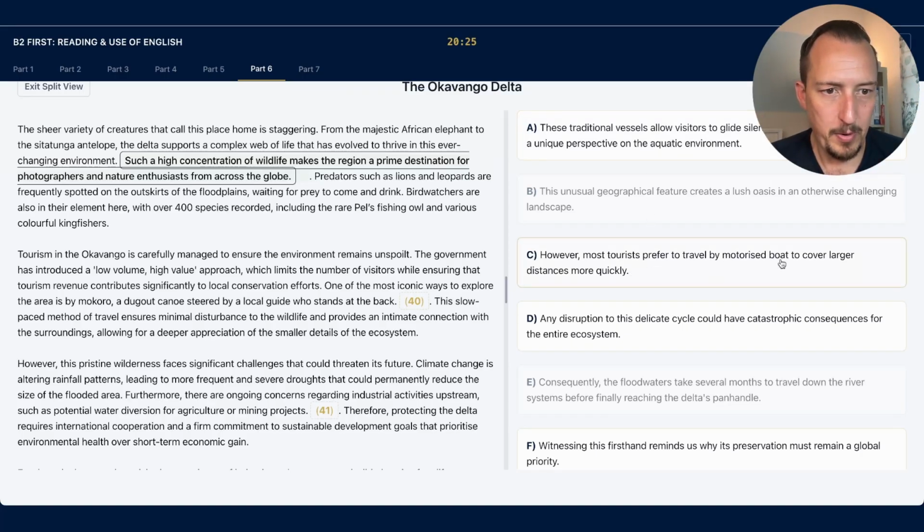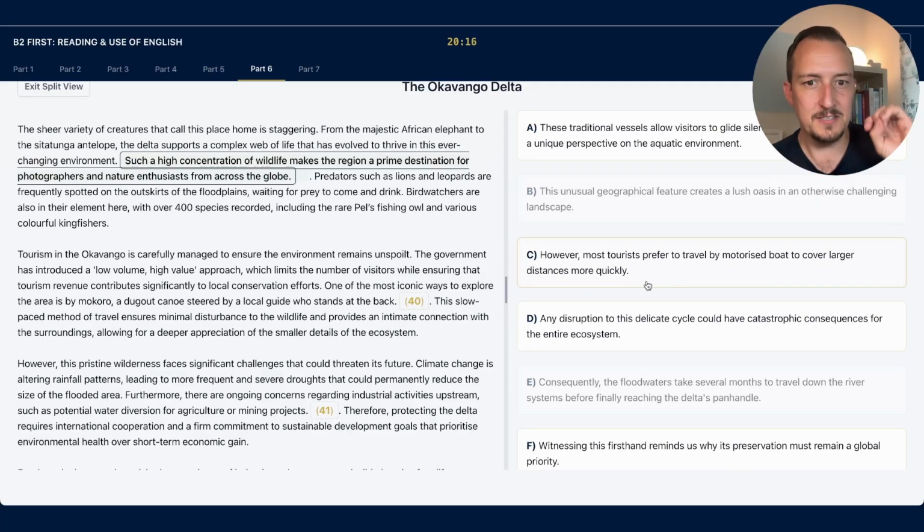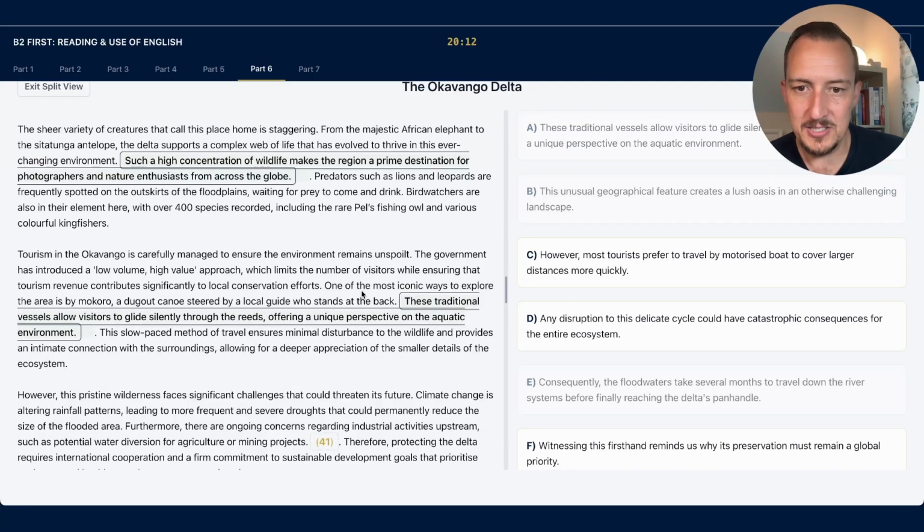Most tourists prefer to travel by motorized boat, covering more distances quickly. Okay, it's not C, because if you look at the bit after, this slow pace method, this suggests fast or high speed. So it's A, I think. Let's just make sure though.